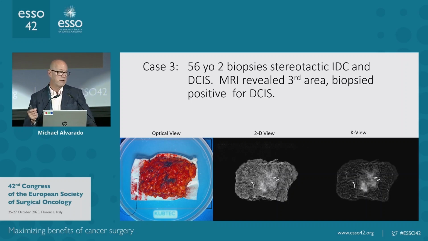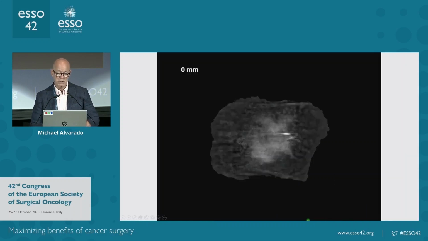The other nice thing about the KUBTEC is the area in which you can put the specimen. It actually fits a very large specimen, which is great. We've also put in mastectomy specimens sometimes to look at clip placement. But again, you can see here how nice the 2D view is, and then the K view really gives you a nice crisp idea of where those lesions are.